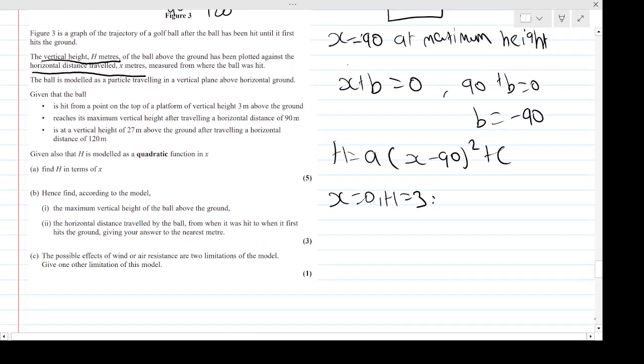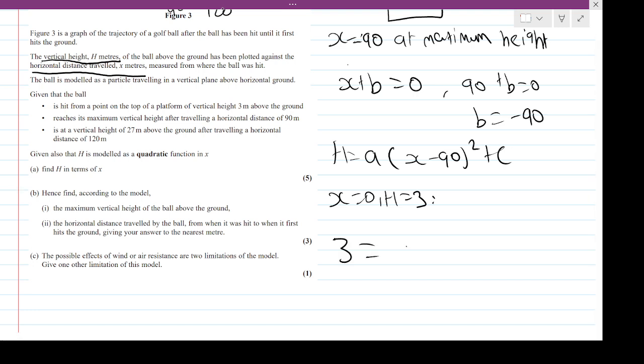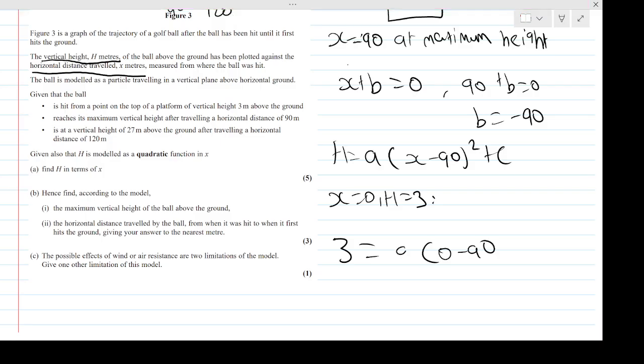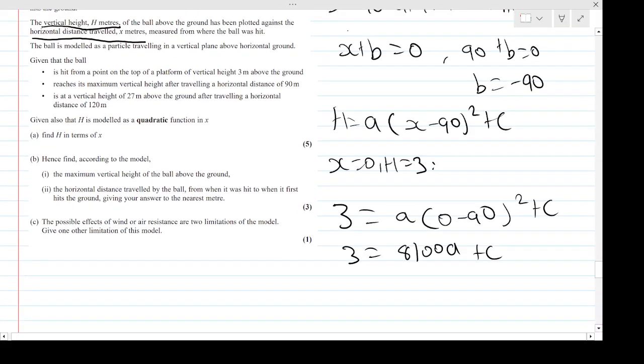Well, that gives us information to substitute in, right? So when h is 3, 3 is equal to a lots of x minus 90, but x is 0, so it's going to be 0 minus 90, and that's an a, not a 90. There we are. All squared plus c. We can expand that out, so 3 is going to equal, well, minus 90 squared is going to be 8,100a, I'd say. Okay, that's okay.